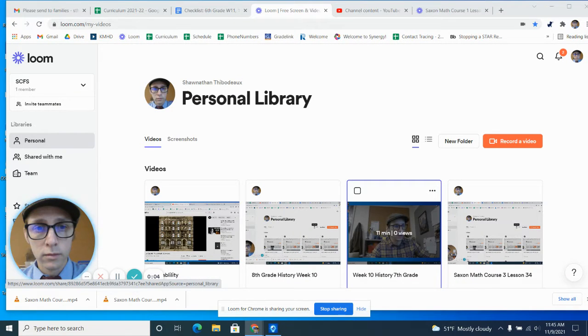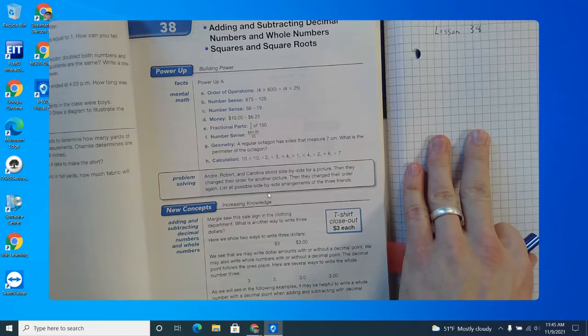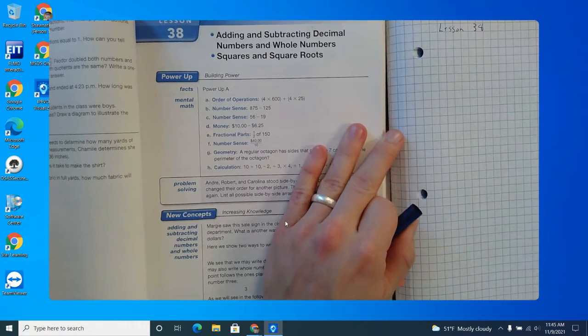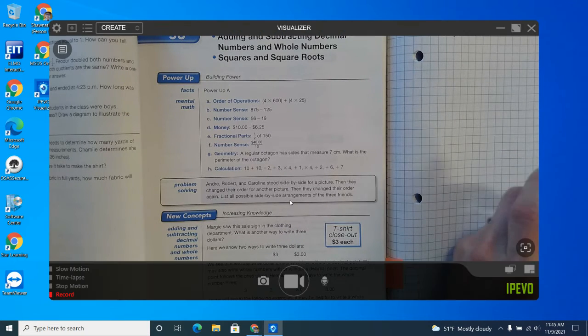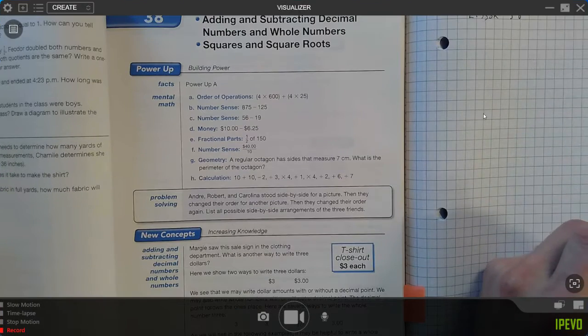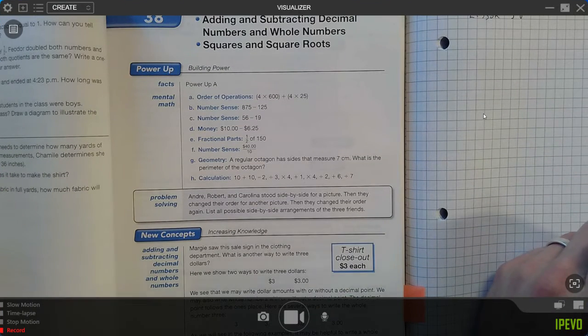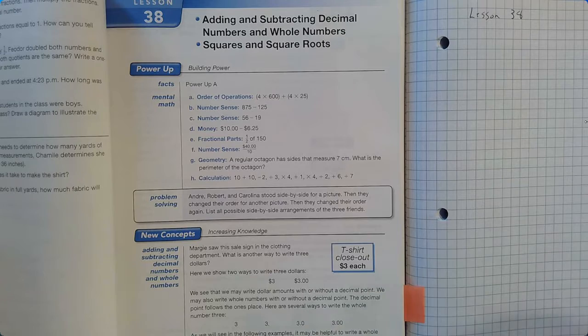Just going to go over our last assignment of the week, or our last math anyway: adding and subtracting decimal numbers and whole numbers, and then, to make it a little difficult, squares and square roots, okay? First part's not so difficult. Second part might be. All right, do your mental math, do your problem solving, new concepts.